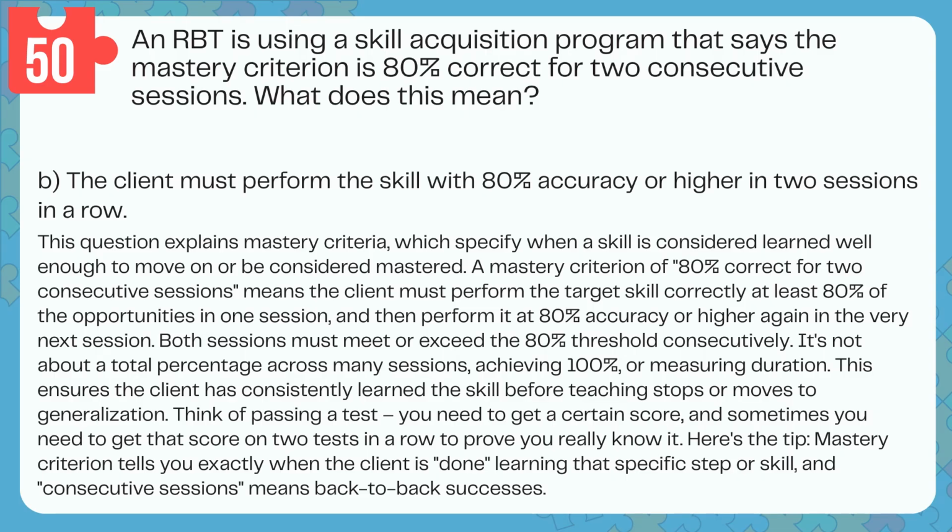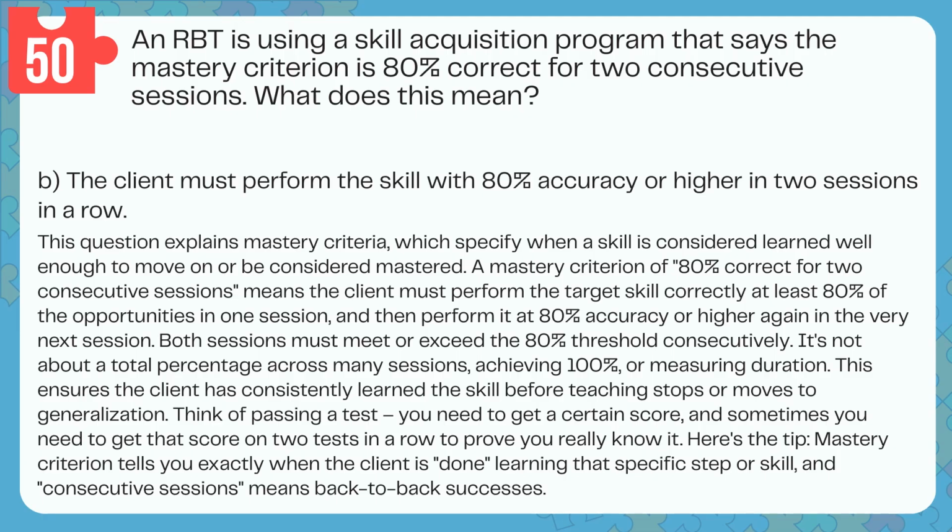Both sessions must meet or exceed the 80% threshold consecutively. It's not about a total percentage across many sessions, achieving 100% or measuring duration. This ensures the client has consistently learned the skill before teaching stops or moves to generalization.